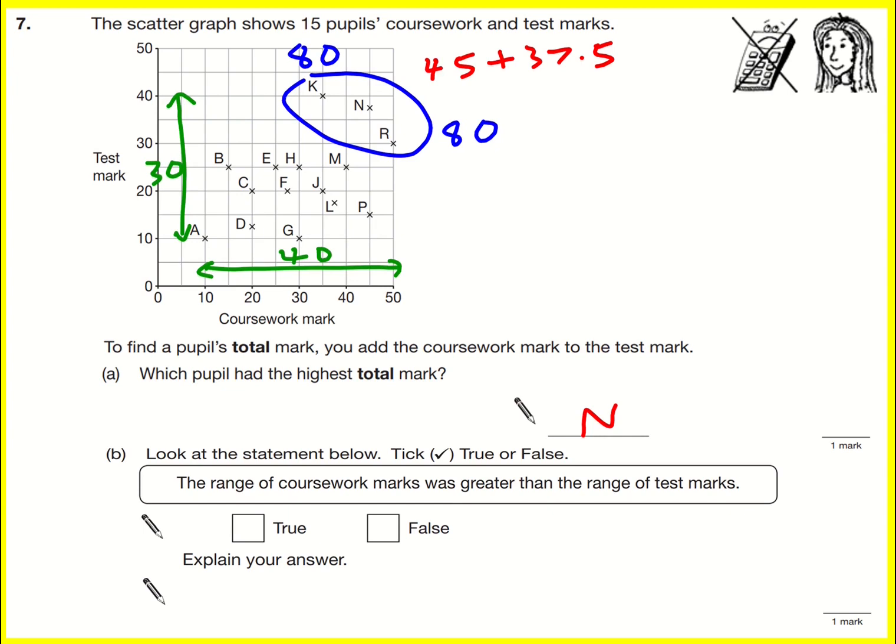So the range of coursework marks was greater than the range of test marks. That is true. 40 is greater than 30. I don't think I need any more. I've shown my calculations clearly above.